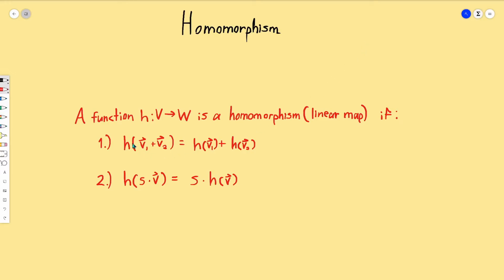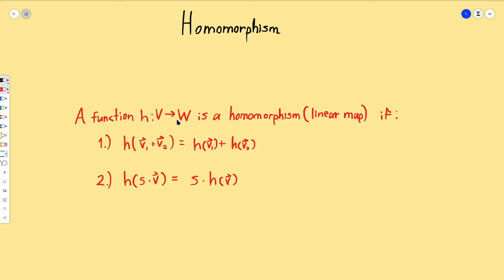So if I have a function called h, and it takes vectors from a vector space called V and changes them into output vectors in another vector space called W, then V would be the domain and W would be the codomain. Then this is a specific kind of function called a homomorphism or a linear map if it abides by the following two conditions.